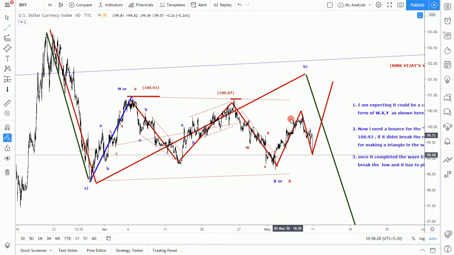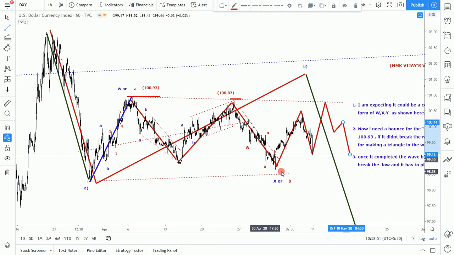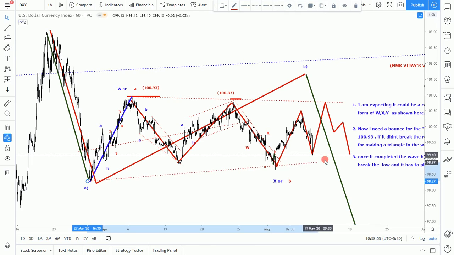Otherwise there is a chance of making a triangle here. If it drops here, and then tomorrow or the day after tomorrow it doesn't break this high and gets rejected from this, again making a three-wave structure, and it has not broken this low also, that could be a triangle. So the triangle could be in the B wave or it could be an X wave also. So beware of that, I'm just explaining here. It's an A. So here A, B, C is a B. Here, if it does the three waves and gets rejected from here, and again falls, then there is a triangle forming.